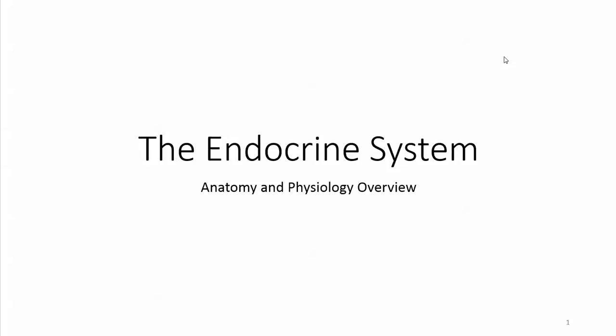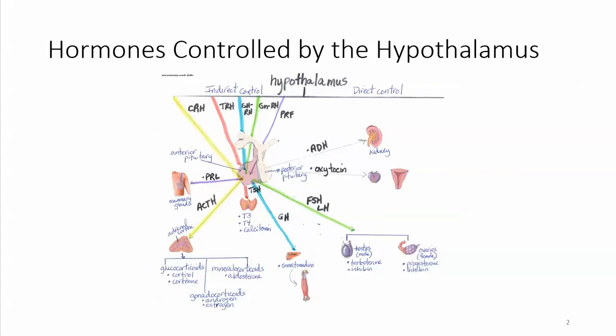We're going to talk about the endocrine system. The main thing you need to know for this A&P overview is the endocrine glands and the hormones they secrete. The first group that we're going to talk about are the hormones that are controlled by the hypothalamus. Now, these hormones are called hypophysiotropic hormones because they're formed in the hypothalamus.